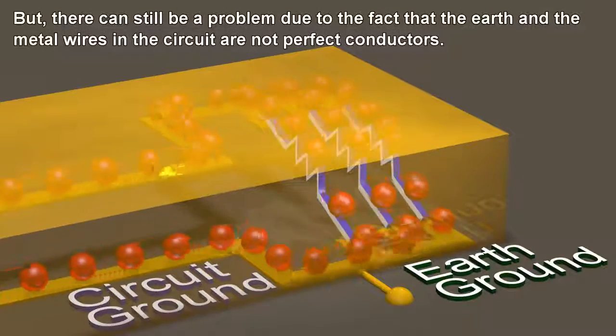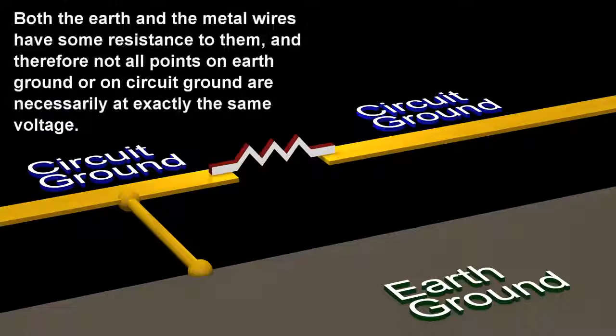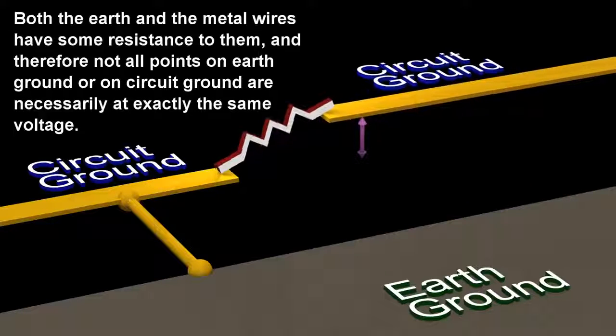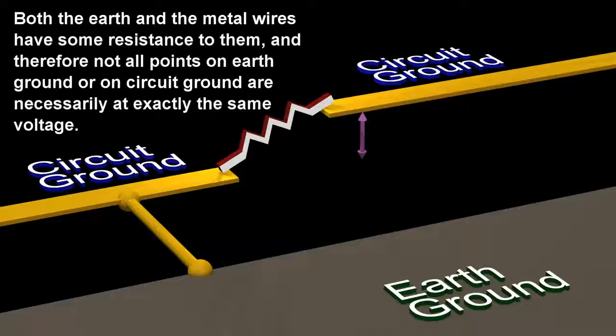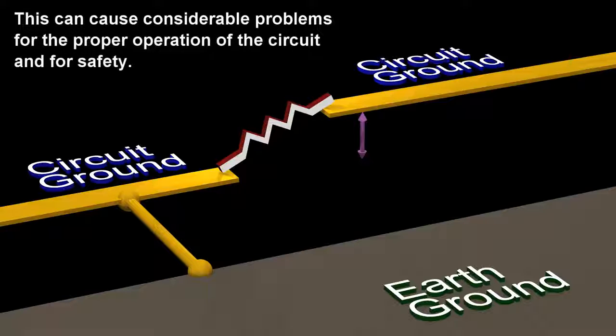But there can still be a problem due to the fact that the earth and the metal wires in the circuit are not perfect conductors. Both the earth and the metal wires have some resistance to them, and therefore not all points on earth ground or on circuit ground are necessarily at exactly the same voltage. This can cause considerable problems for the proper operation of the circuit and for safety.